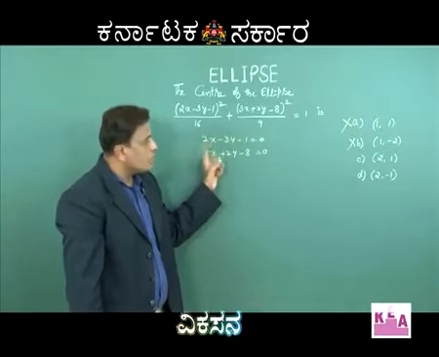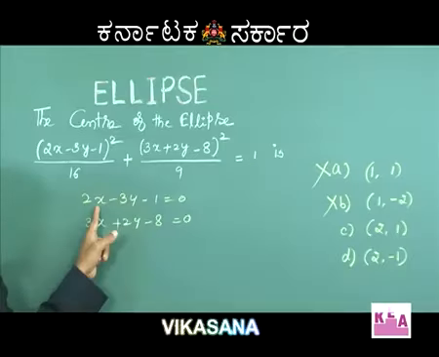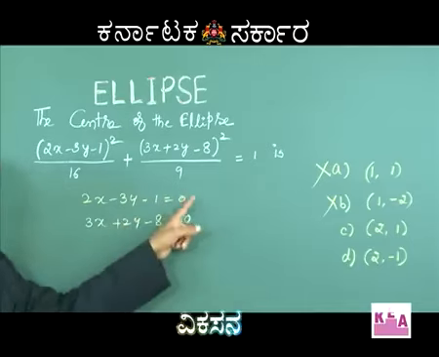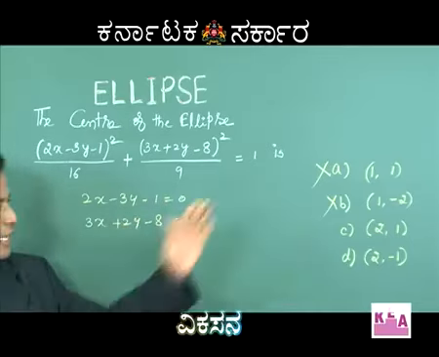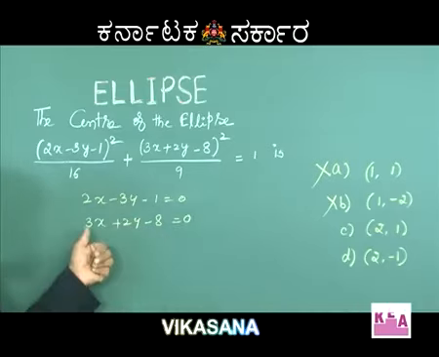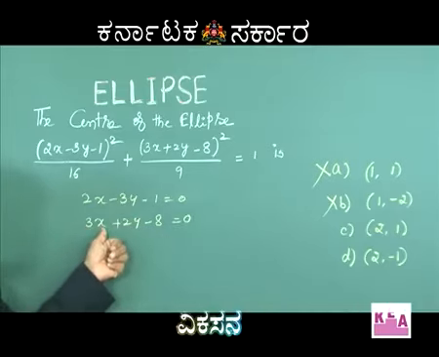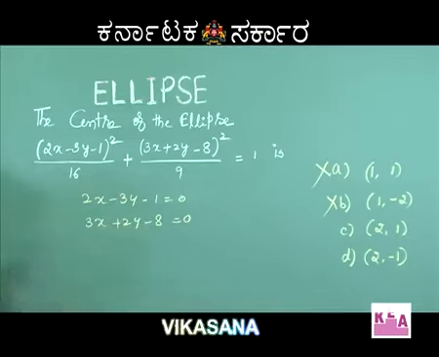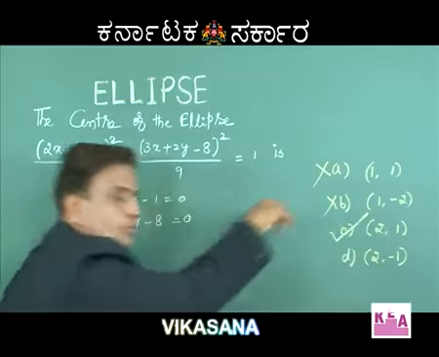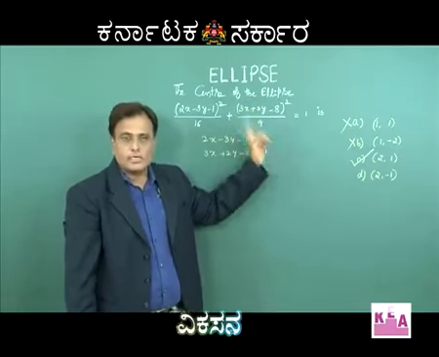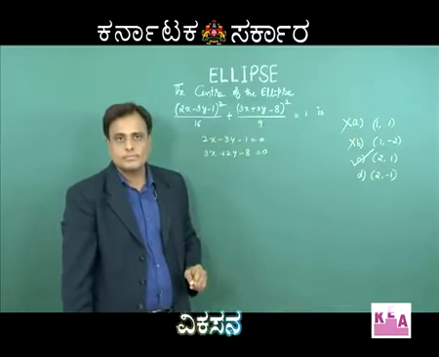Then the third option, x is equal to 2: 4 minus 3 is 1, minus 1, 0. Yes, equation 1 has been satisfied. We will see whether the same coordinates satisfy the second equation also. The condition is that the option must satisfy both equations. 3 into 2, 6 plus 2, 8, minus 8 is equal to 0. Yes, this satisfies both, therefore option C is the right option. For our question the center of the ellipse is (2, 1).